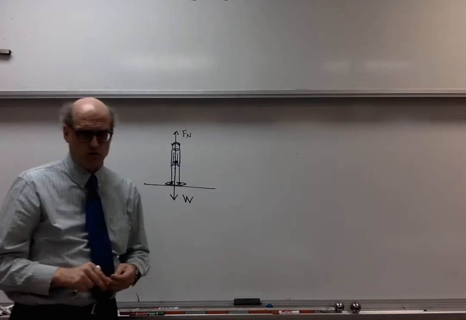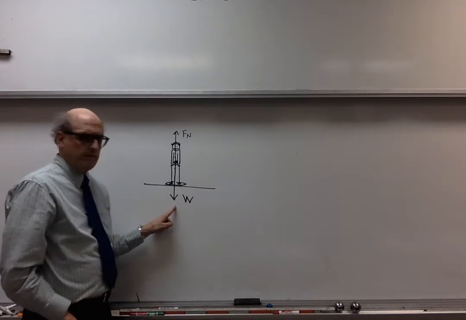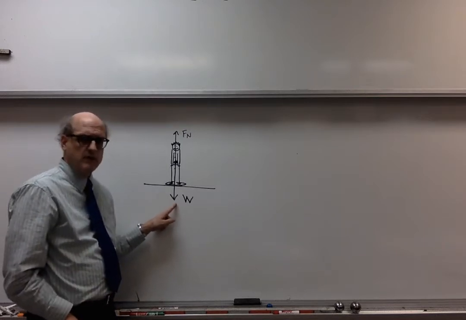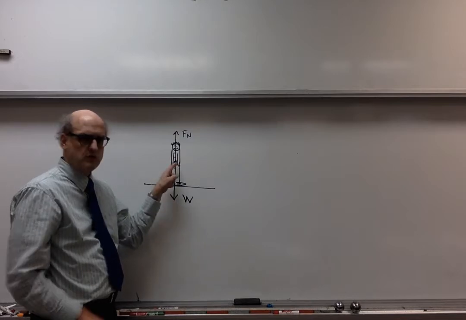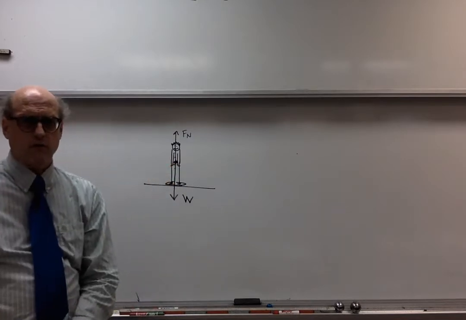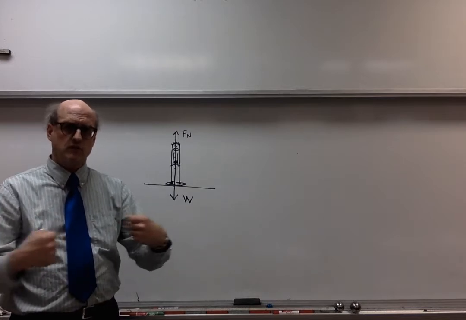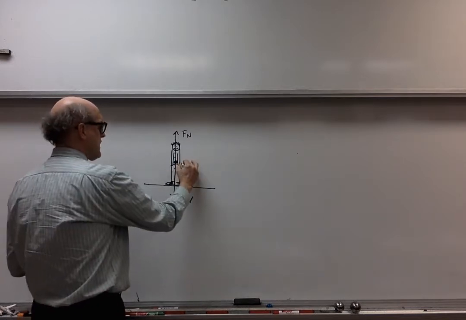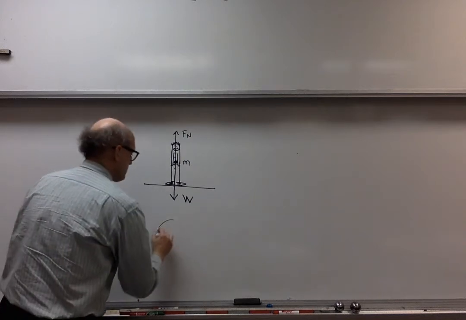So what are the action-reaction pairs? Let's take a look at the weight. What exactly is the weight? The weight is a force of gravity, and it's the force on this person due to the earth, because there's a gravitational force of attraction between any two masses. So this person's mass is gravitationally attracted to the Earth's mass.